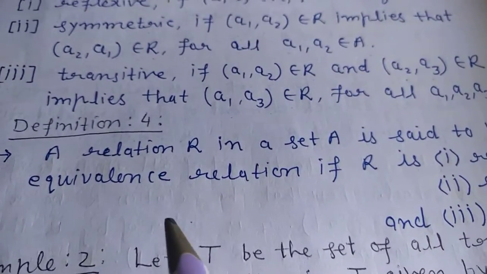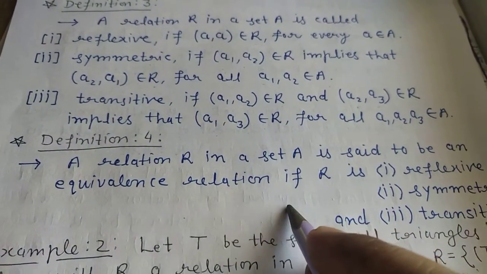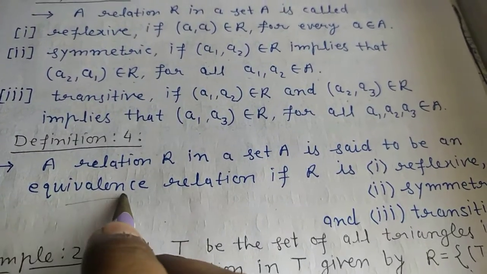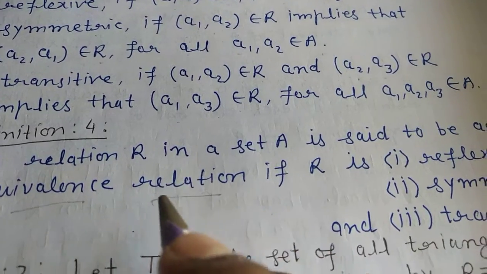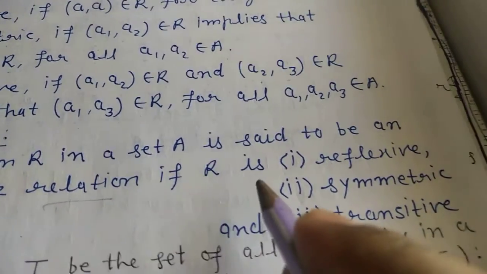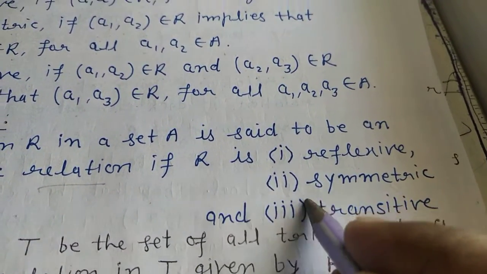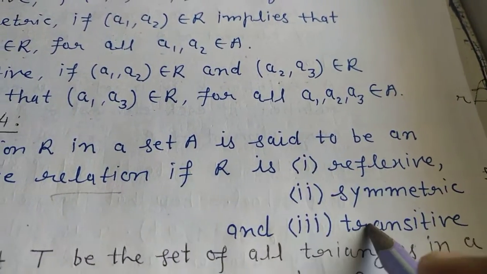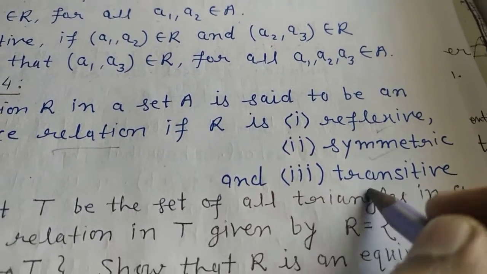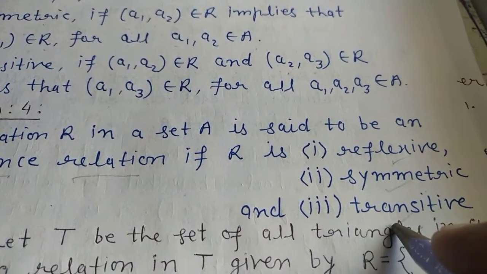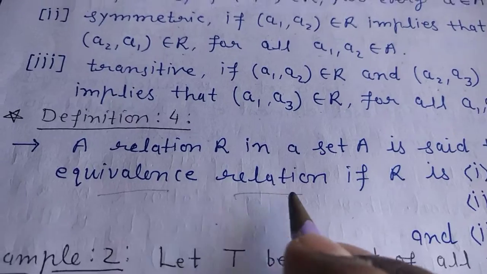Related to that, the definition: a relation R in a set is said to be an equivalence relation. We are talking about the most important relation, the equivalence relation. We can say R is an equivalence relation if all three above discussed properties hold: it must be reflexive, it must be symmetric, it must be transitive, all three. If the relation is reflexive, symmetric and transitive, all three, only then can you say the relation is an equivalence relation.